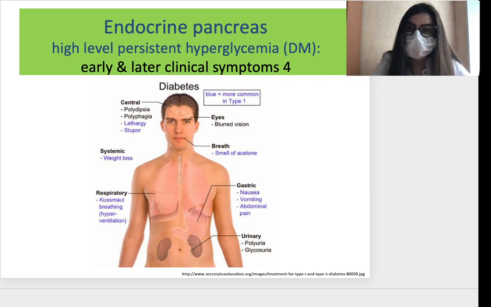Gastric symptoms that are more usual for type 1 too are nausea, vomiting, abdominal pain. Urinary, it is polyuria and glucosuria. And respiratory, in severe cases we can see such pathological types of breathing like Kussmaul breathing or hyperventilation.